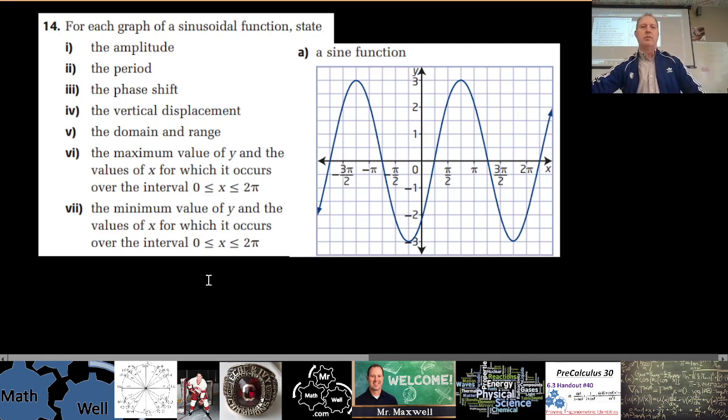All right, amplitude. Amplitude is easy. Take the maximum value, which is 3, and the minimum value, which is -3. Find the difference between those. So 3 minus -3 is 6, divided by 2 is 3.